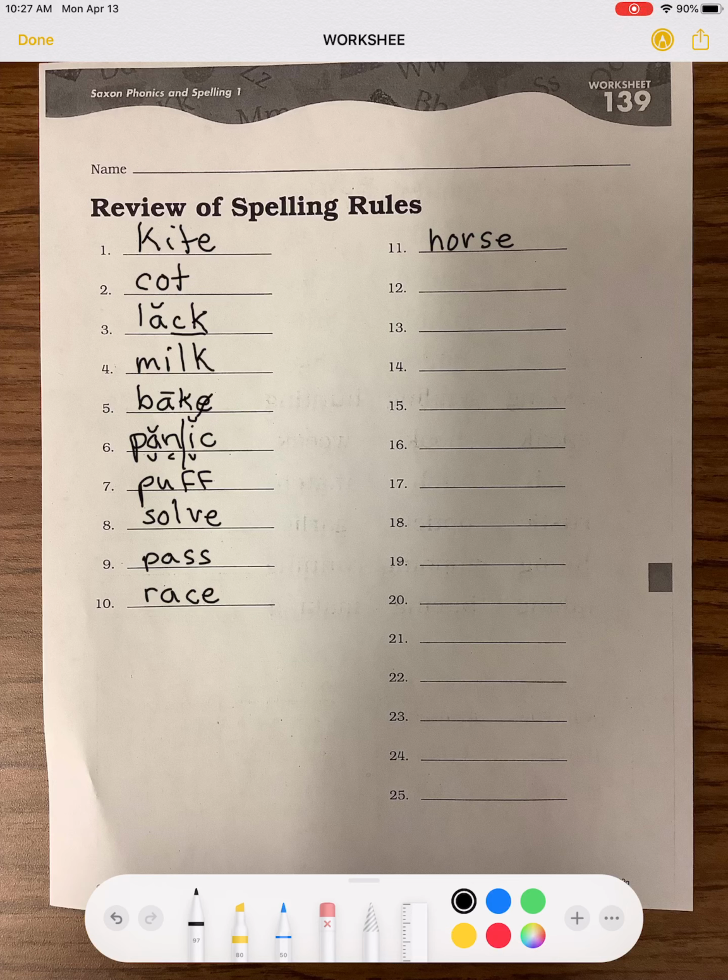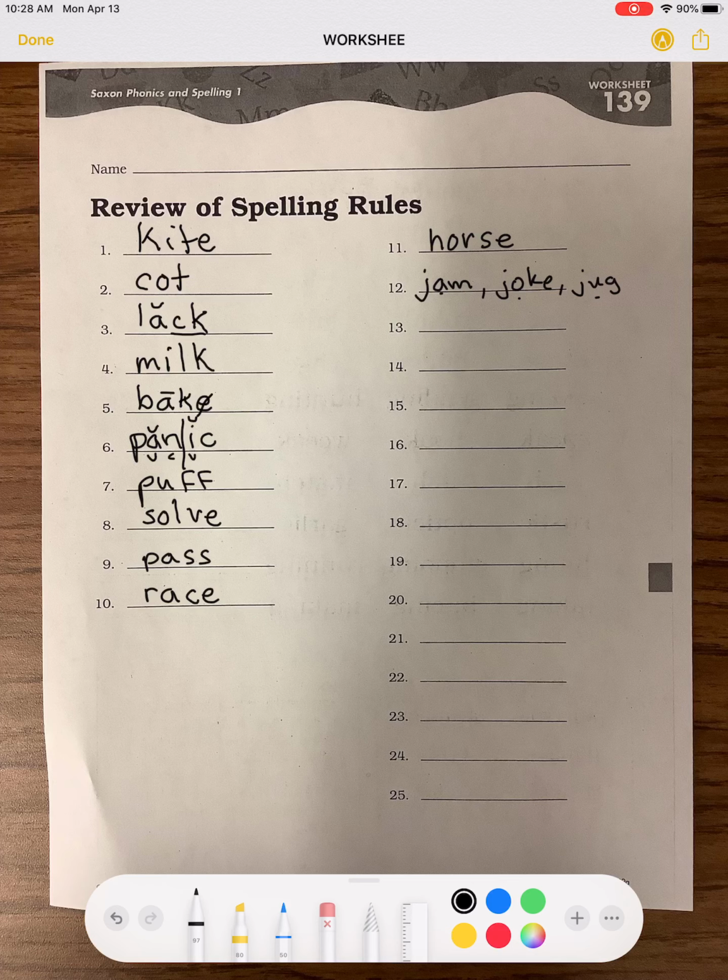Okay, let's look at number 12. Now we're talking about the initial and medial J spelling rules. J and G spelling rules. J comes before A, O, or U. J comes before what? A, O, or U, such as jam. Should we add another one just to have some fun? Joke. Or jug. See those? A, O, and U, that is why they are spelled with a J.